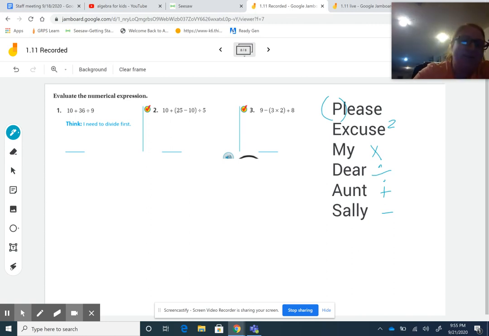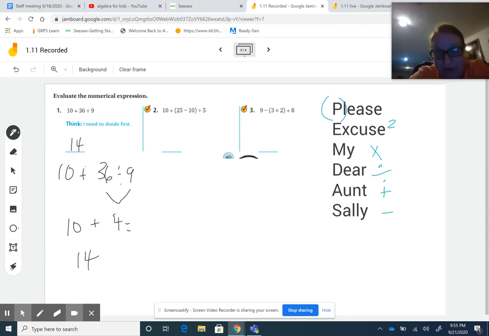All right, so the first thing we need to do is we have 10 plus 36 divided by 9. So is addition first or division first? I'm going to rewrite it just to make a little bit more space. 10 plus 36 divided by 9. Okay, well, hopefully while I was writing that, you said division. Yes, it is, division comes first. So 36 divided by 9 is 4. And then we can go back and put plus 10 in front of it. And 10 plus 4 is 14. So our answer is 14.